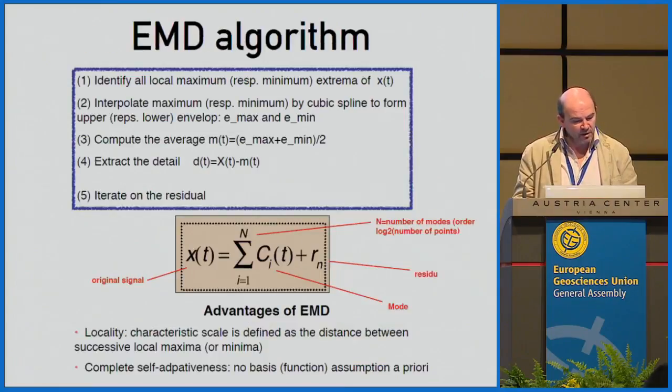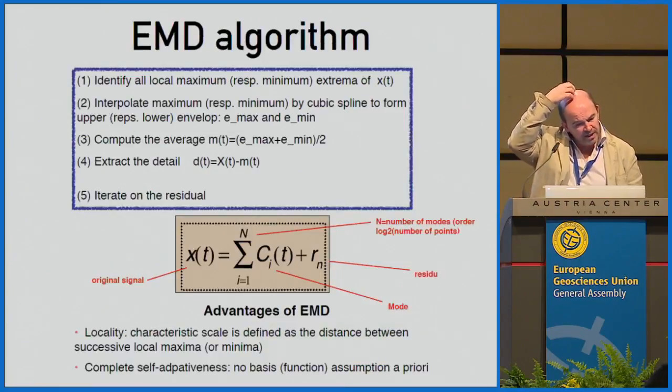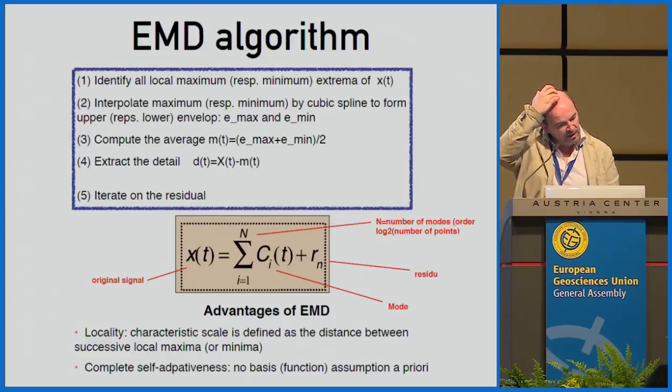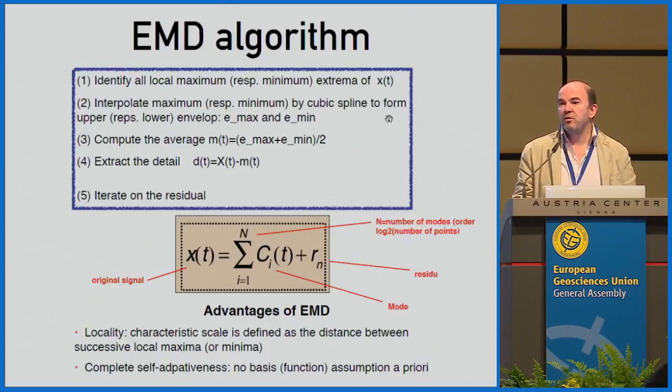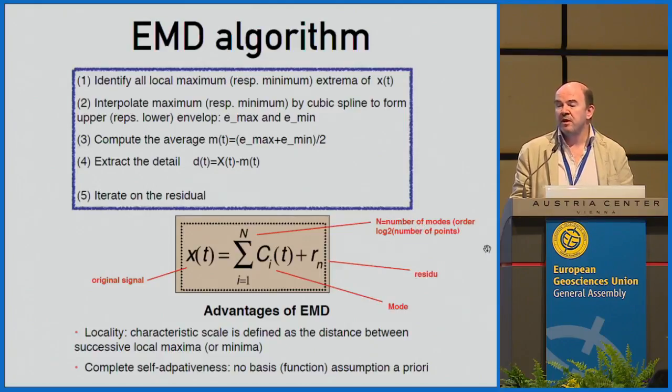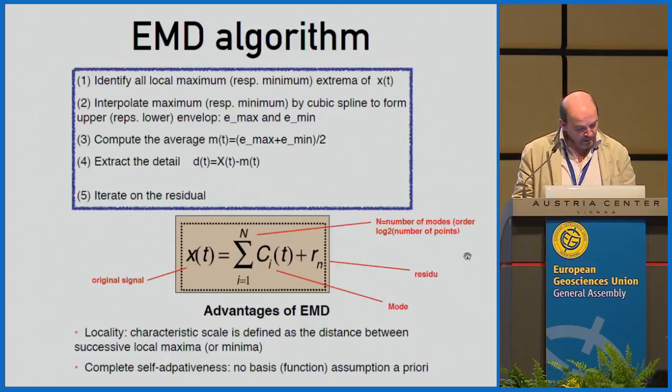It's an algorithm. The algorithm is to estimate local maxima and minima, then take the average of them, extracting a detail, and then iterating with a stopping criterion. Then at the end, the original signal is written as a sum of modes and a residue. And how many modes do we need? In fact, it's more or less linked to log 2 of the number of points. So globally, we don't have so many modes. And each mode, in fact, is given by the data itself and not by a priori assumption, like in the Fourier or wavelet framework.